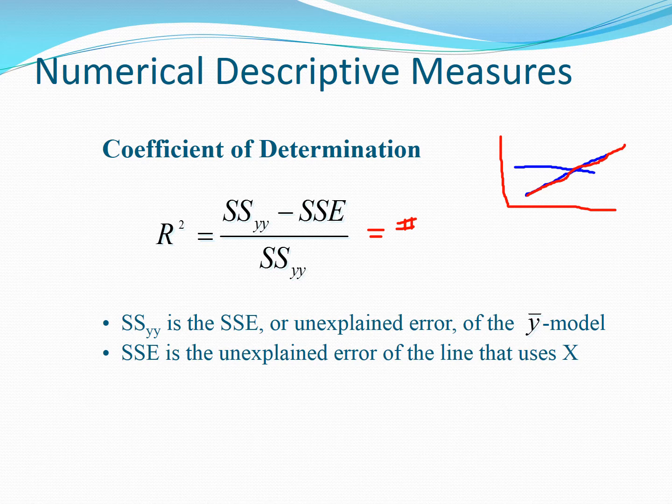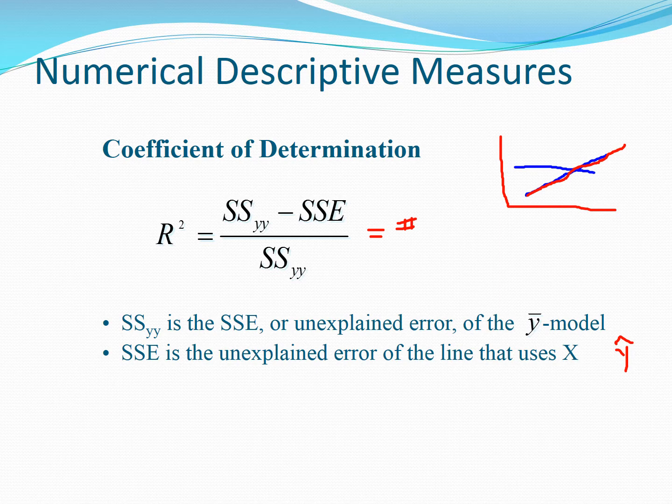Of course, it wasn't that hard to convince you of that. These two pieces, the SSYY and the SSE, are different sums of squared error. It's the part of the y's that we can't explain. This one uses the y bar line. This one actually uses the y hat line. And so the idea is, how much variation is left in the y's? How much variation in the y's can we still not explain?